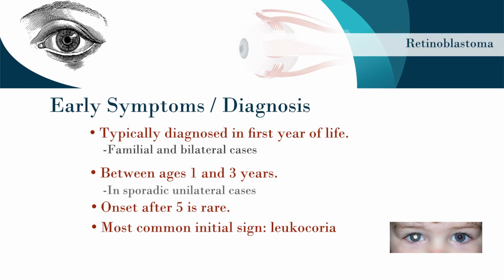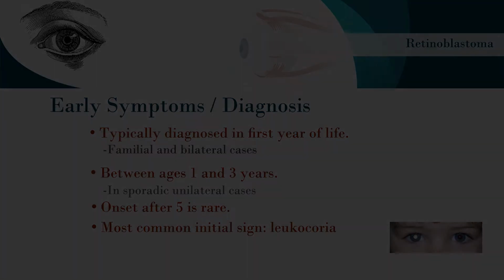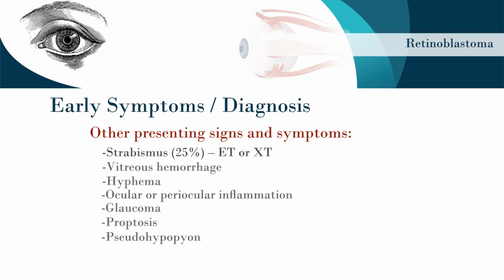Retinoblastoma is typically diagnosed during the first year of life in the familial or bilateral cases, and between the age of 1 to 2 or 3 years in sporadic unilateral cases. Approximately 90% of cases are diagnosed before 3 years of age. Onset later than age 5 years is rare but can occur. The most common initial sign is leukocoria, followed by strabismus, and the less common presentations are vitreous hemorrhage, hyphema, ocular or periocular inflammation, glaucoma, proptosis, and pseudohypopyon.